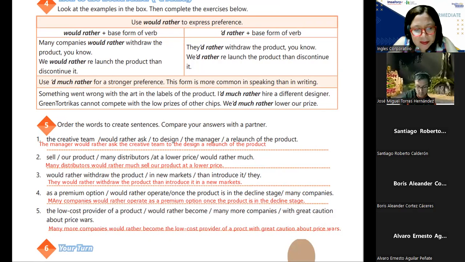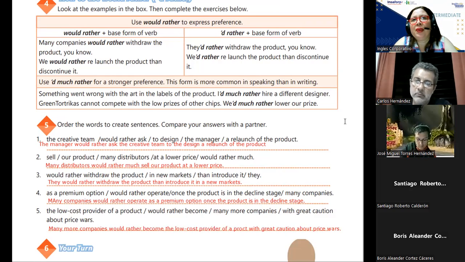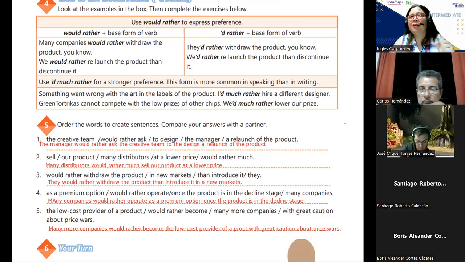Okay, is there any question so far? Teacher, tell me, when the sentences go with prefer, is it written with than? When you use prefer, just prefer without would, only prefer takes to instead of than.